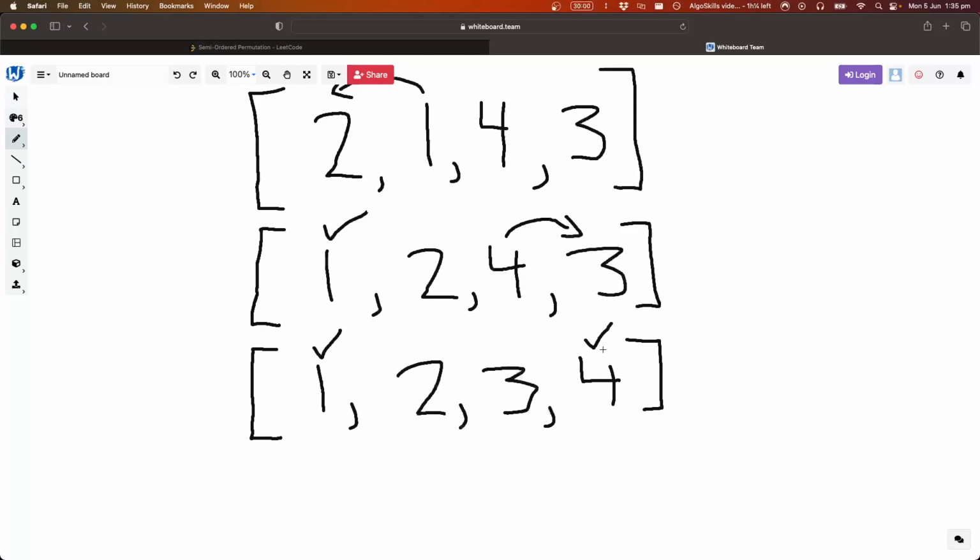So this is the ideal position. This is what we are trying to get to. This is the desired result, right? And we did it. So that's all the swapping we need to do. That's the desired outcome.